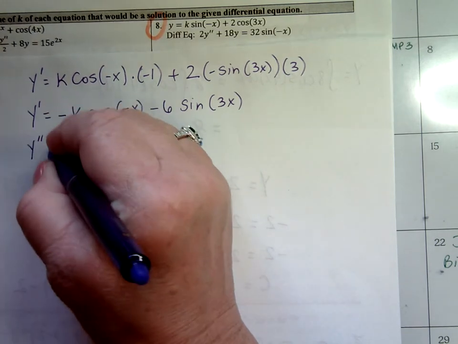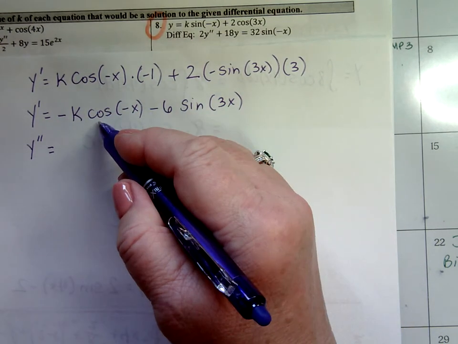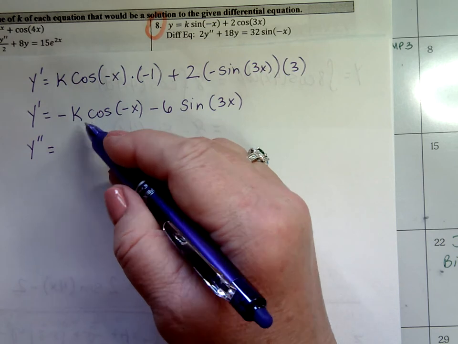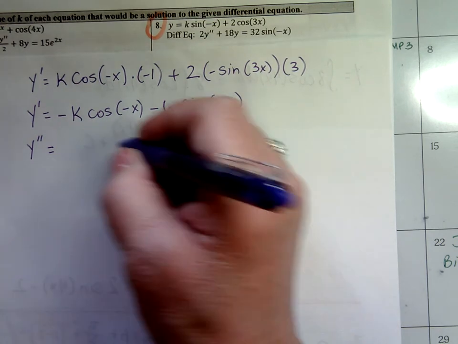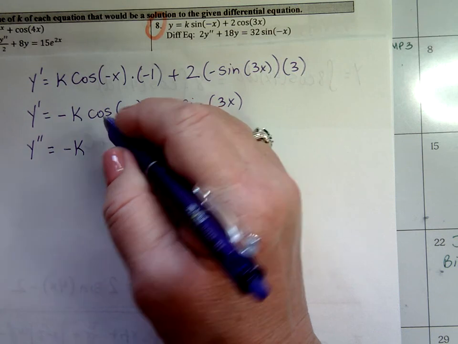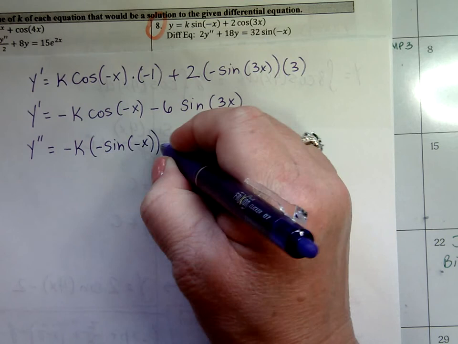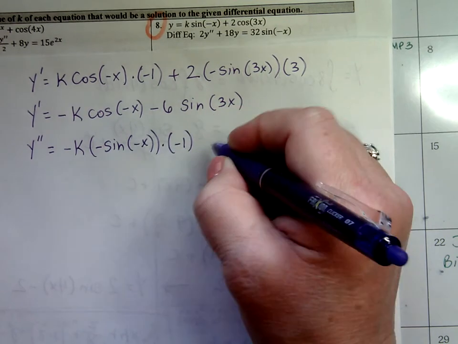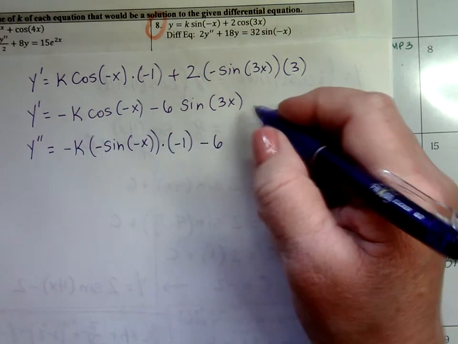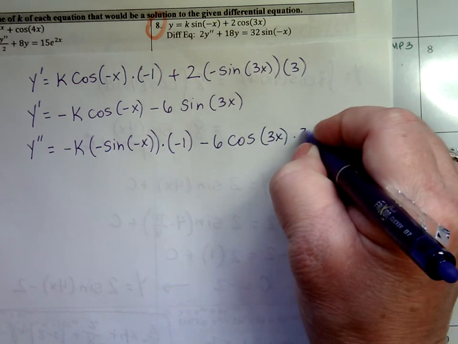So again, k is just a constant. This isn't a product rule, it's just a number. It's representing some kind of a number. So this is going to be negative k. The derivative of cosine is negative sine of the same angle times the derivative of the angle. Derivative of sine is cosine of the same angle times the derivative of the angle. And then we've got to put it together.